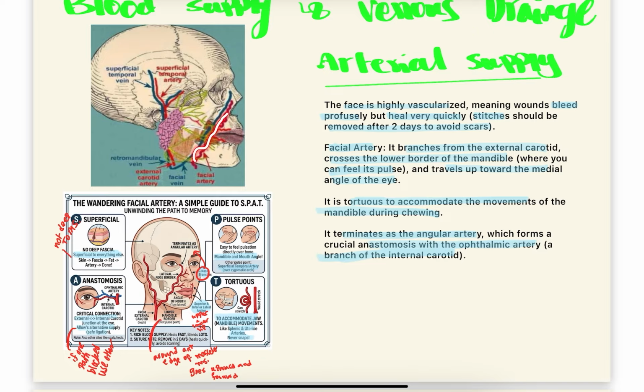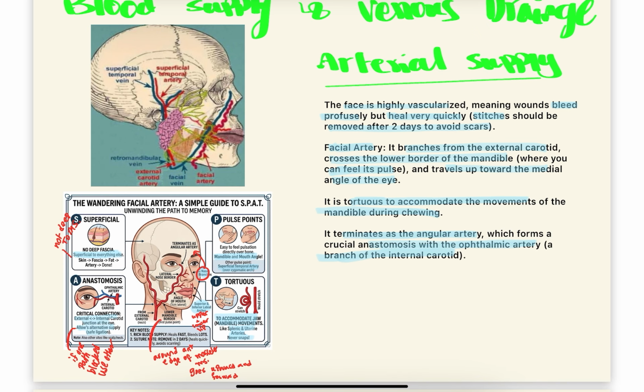And we said it will terminate at the medial side of the eye, right? There it will terminate as what we call the angular artery, and then it will anastomose with the ophthalmic artery, which is a branch of the internal carotid artery. So what does this mean? The internal and the external carotid arteries are anastomosing. They're creating a pathway so that if one of them is blocked, we can do ligation and use the other one.